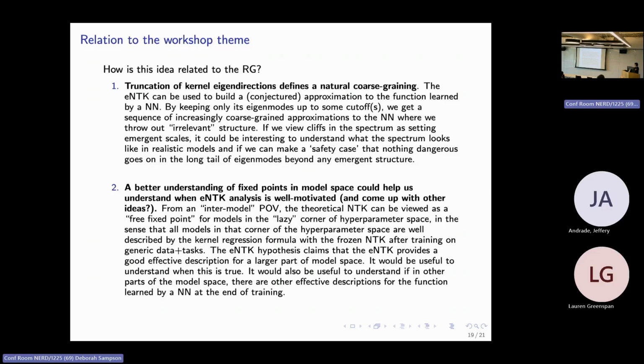Right, so it would be useful to understand when this is true. And it would also be quite useful to understand if, in other parts of the model space, there are other effective descriptions for the function learned by a network at the end of training. Right, if we knew what that function looked like everywhere in model space, we'd probably have solved everything. That's probably very ambitious.